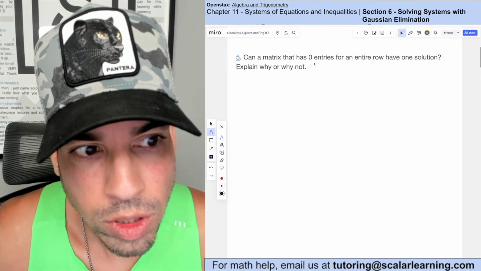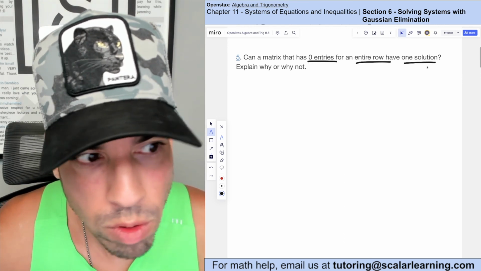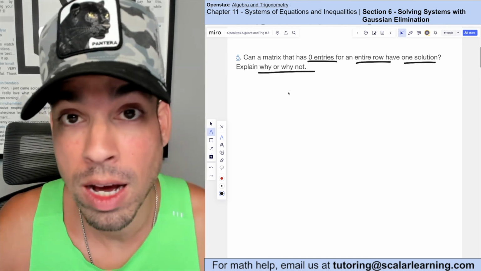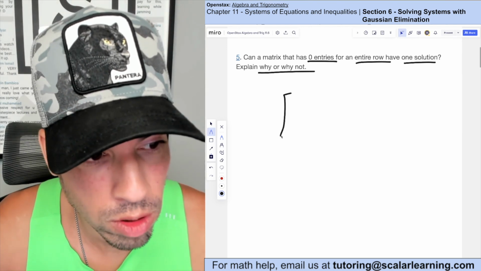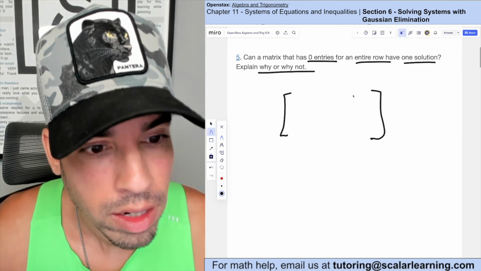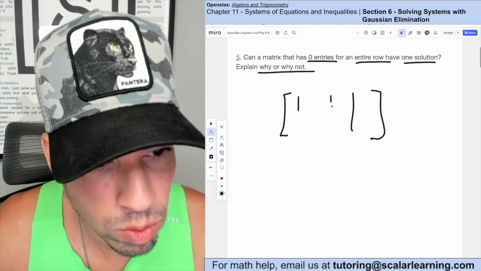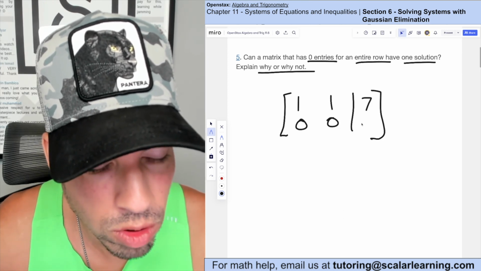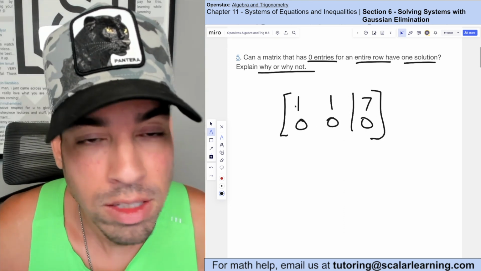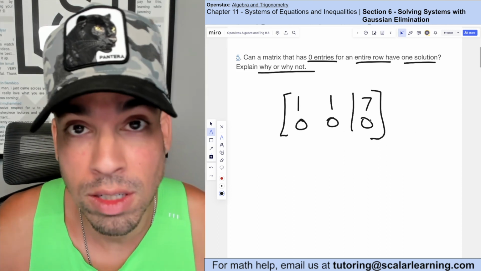Done. Can a matrix that has 0 entries for an entire row have one solution? Explain why or why not. So I would say no to this. Let me give you a quick example here. So we'll draw out an augmented matrix, and I'll say 1, 1, 7, and then the entire bottom row is zeros. So in this case, this is basically saying this is all zeros. That doesn't tell us anything.